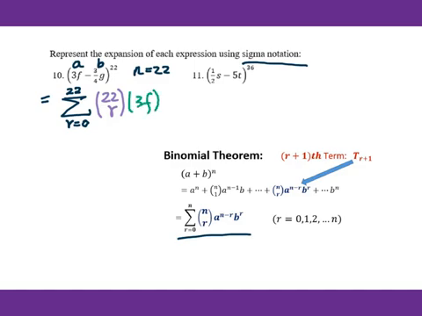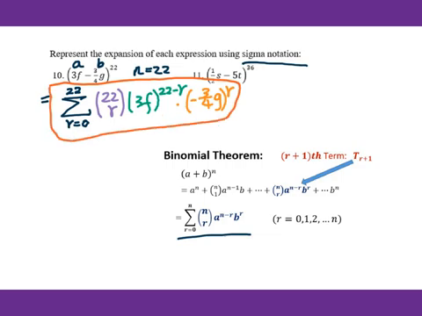3f to the 22 minus r's power times negative 3 over 4 g to the r's power. You don't have to simplify, just leave it as it is.